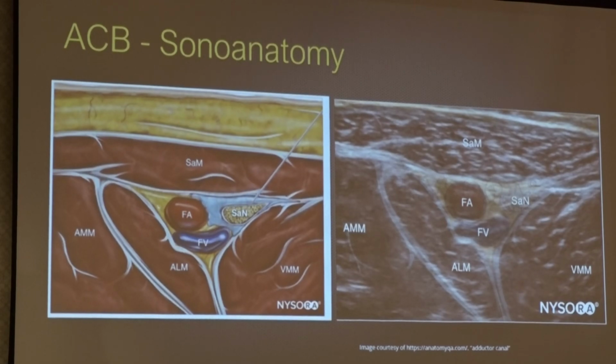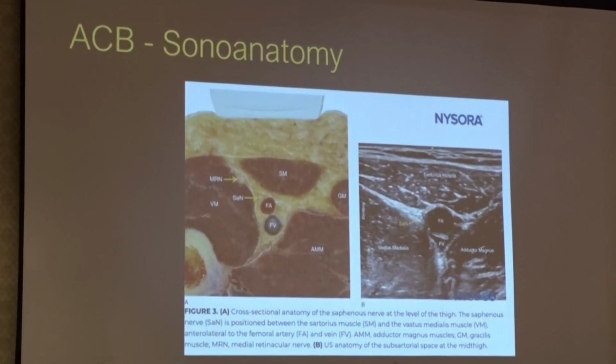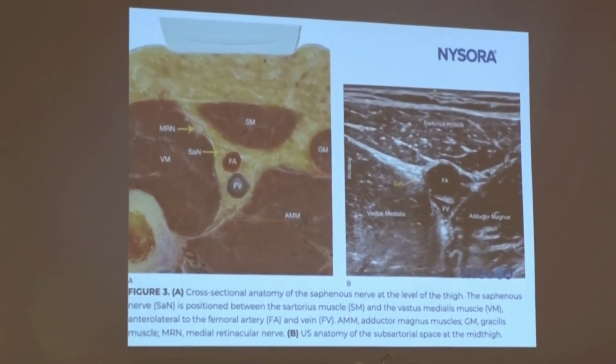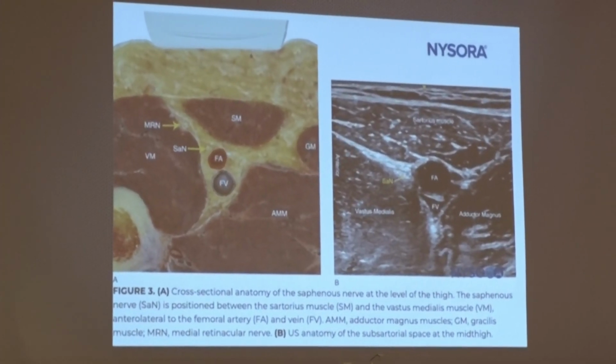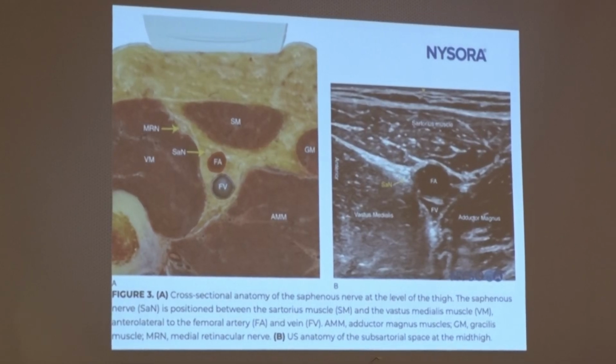Another thing you must be able to see is the pulsating femoral artery. Once you see that, you deposit your local anesthetic in plane, your needle coming in at the lateral aspect of the vessel. Okay? Simple, right? You can see this is another diagram from NYSORA. All of the structures are here, and you deposit the local just lateral to the femoral artery.